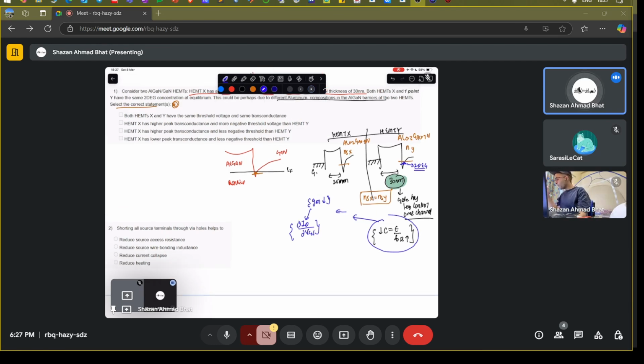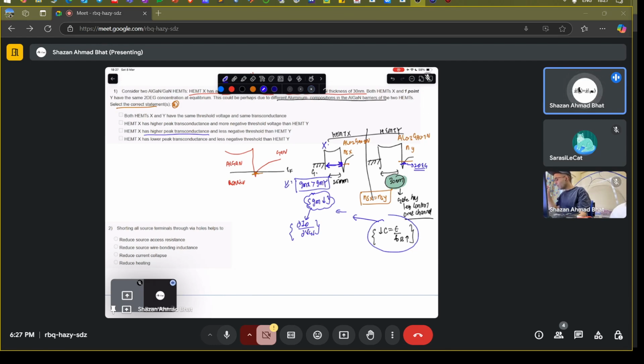Now what are the other effects? We have seen that the transconductance goes down for the thicker one. So HEMT X has higher peak transconductance. HEMT X is this one because it has a thinner barrier layer, so its transconductance will be more. That means GM for X will be greater than GM for Y. This particular thing seems correct.